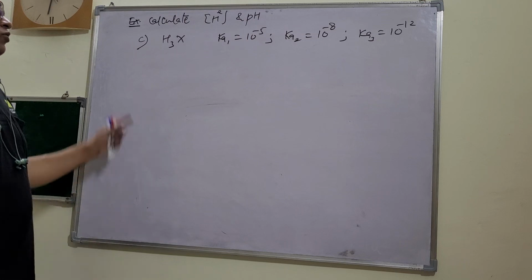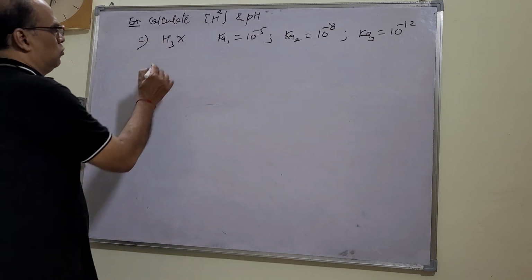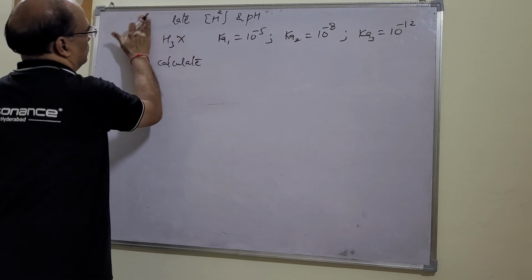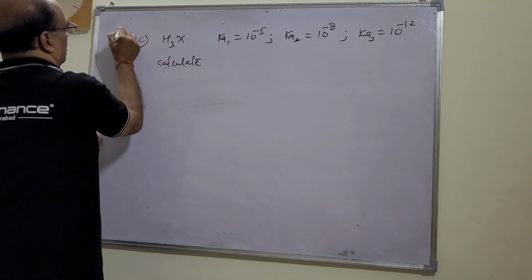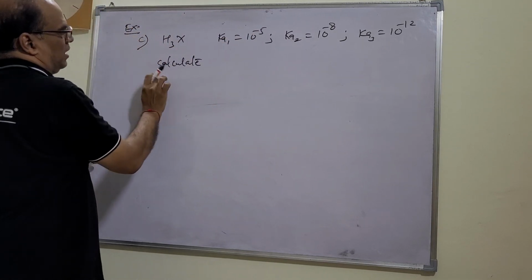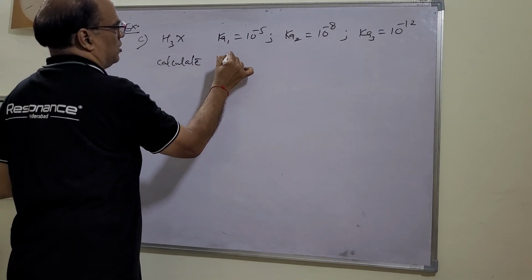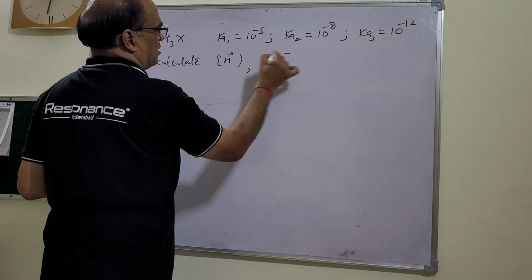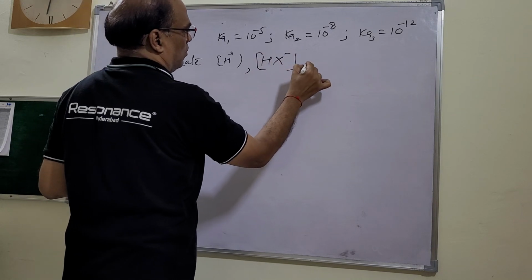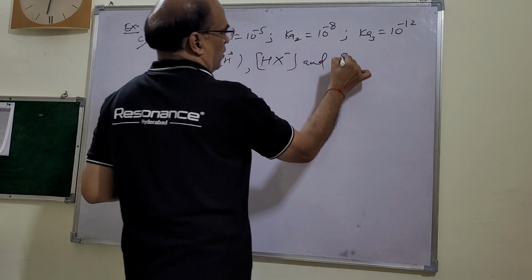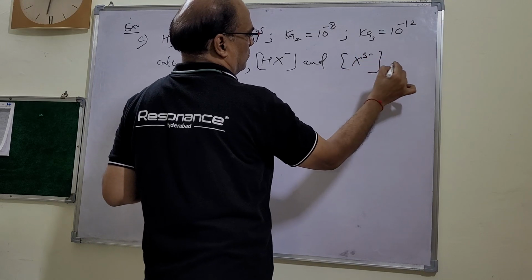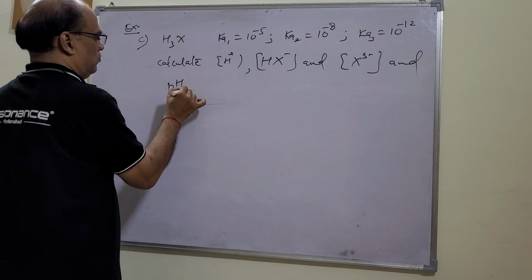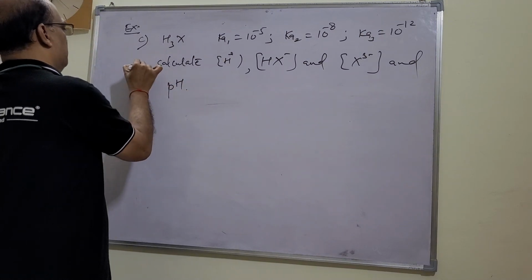Okay? So all things, basically what you have to do, calculate. I will erase this now. Example C. Calculate the H ion concentration, the HX minus concentration, the X3 minus concentration, and the pH. Okay, so it is homework basically.